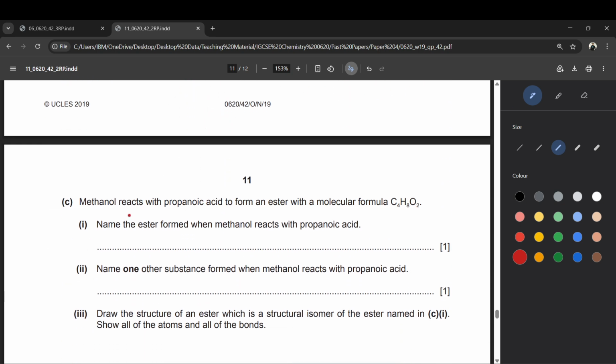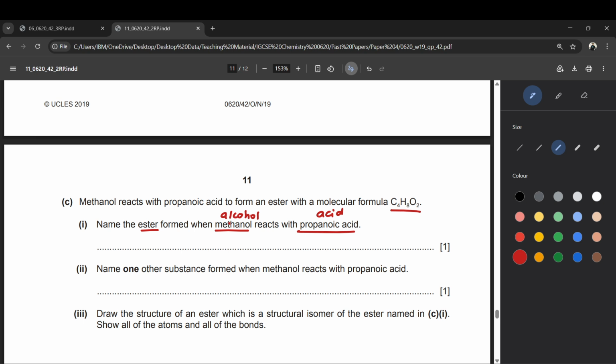Then part C, methanol reacts with propanoic acid to form an ester with a molecular formula C4H8O2. Name the ester formed when methanol reacts with propanoic acid. Okay, now there are some rules that you must understand. Whenever you are naming an ester, the part from alcohol comes first in the naming. So this is your alcohol and this is your acid, right?